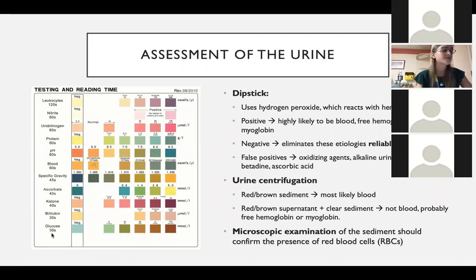Further assessment of the urine involves urine centrifugation. If after centrifugation the sediment is red or brown, then the etiology is most likely blood. If the supernatant is red or brown and the sediment is clear, then the red or brown urine is not due to blood, but to other substances such as free hemoglobin or myoglobin. And finally, if the dipstick is positive, it's ideal to perform a microscopic examination of the urine.